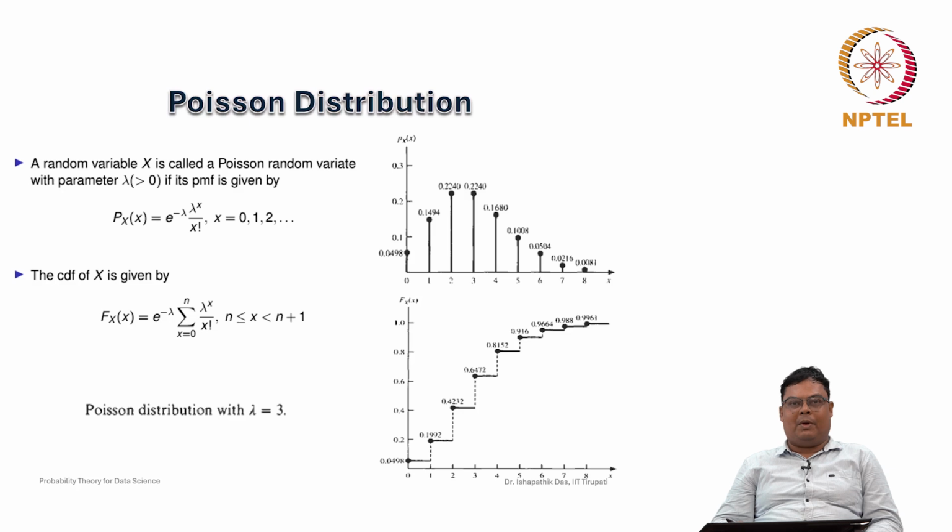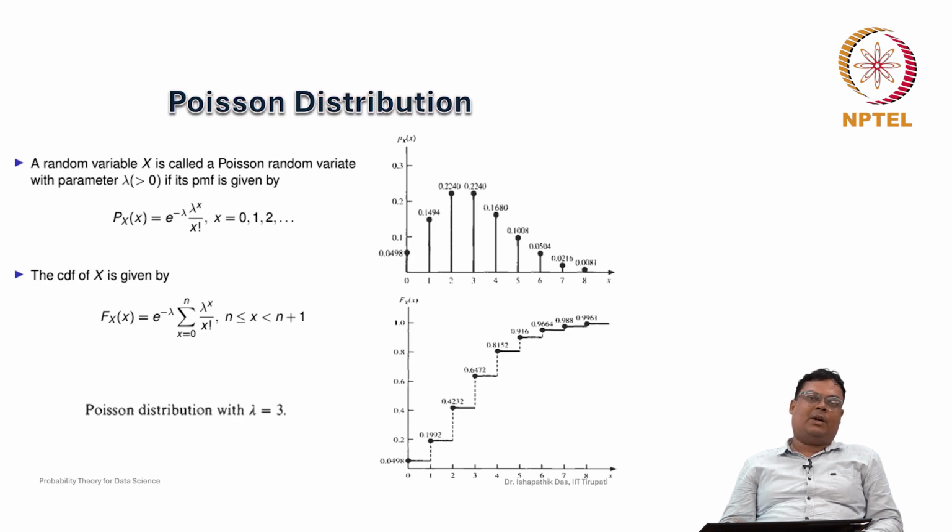Now, we will discuss Poisson distribution, another important distribution. So, we completed Bernoulli distribution and binomial distribution. Now, we will start discussing some other important distributions. You have seen that the range of the random variable for the Bernoulli distribution is 0 or 1. For the binomial distribution, the range is 0, 1 to n.